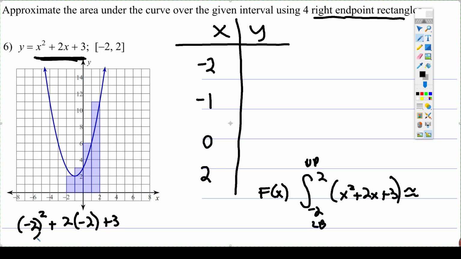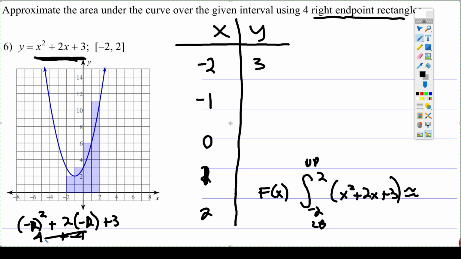So -2 squared is 4. That's plus -4, so those cancel. So at -2, we're up at 3. All right? And then at, oh, I left off 1. I'm like, there should be 5 points there. There we go. Okay, and then where are we at? -1. I'm going to put -1 up there now.